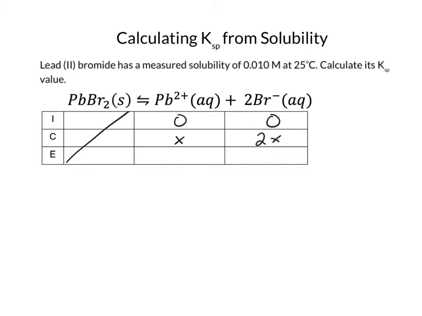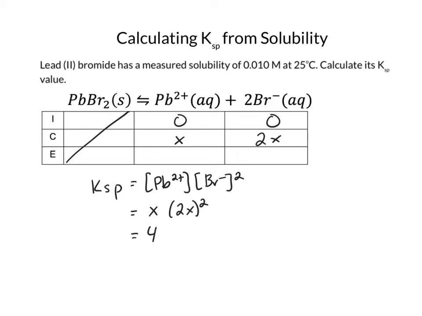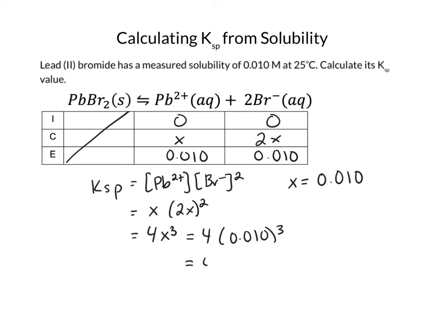So when I go to write my Ksp, I end up having the concentration of the lead and then the concentration of the bromine squared. So this idea, you have X and then you have 2X squared. So your overall is going to be 4X cubed. So the X in this case you're getting from the solubility. So it is 0.010, that's what's in each of these. It'll be easier if I just plug it straight in. So 4 times 0.010 cubed, that is 4 times 10 to the negative sixth.